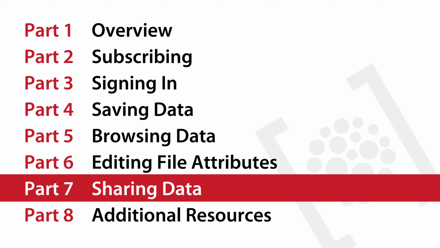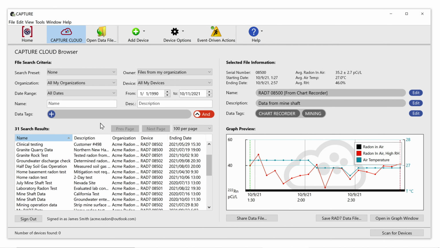Part 7. Sharing Data. In Capture Cloud, a RAD7 data file will be accessible to the user who uploaded the data, and to any other members of the organization that owns the RAD7 device that produced the data. But data can also be made available to Capture Cloud users from outside that organization.